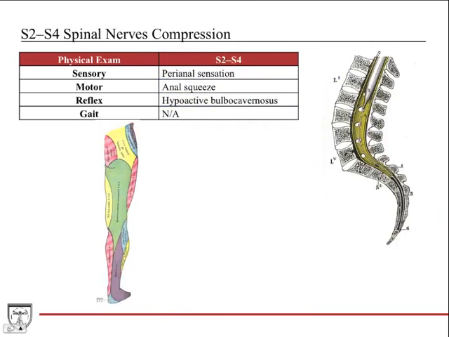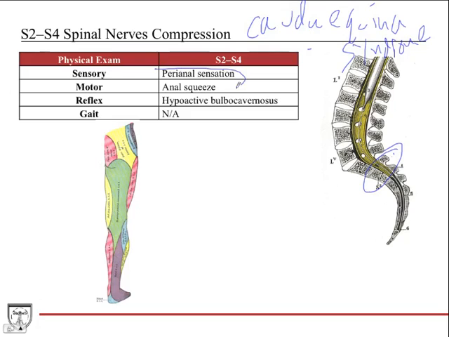All right, to close this out, we'll do the S2 to S4 spinal nerves compression. So that's in this area, the cauda equina. And again, this is typical. You'll see this in a cauda equina syndrome. You'll probably see that in your book in a page or two. We'll talk about it in a couple slides. What we'll talk about here is the big things. So sensory deficit is perianal sensation, so that's going to be this dermatome here in the perineal area around the anal canal. The reflex involved here is anal squeeze.